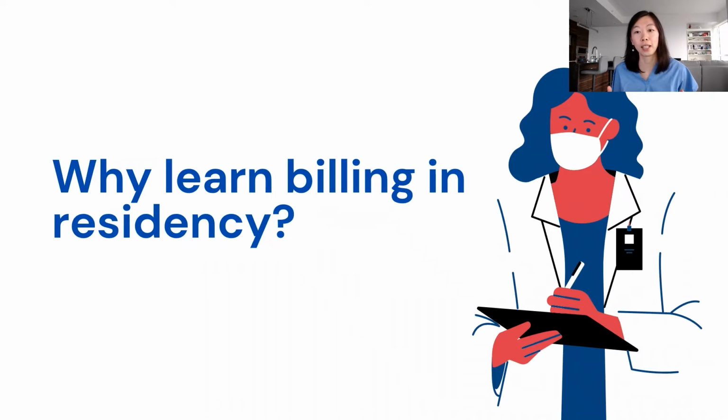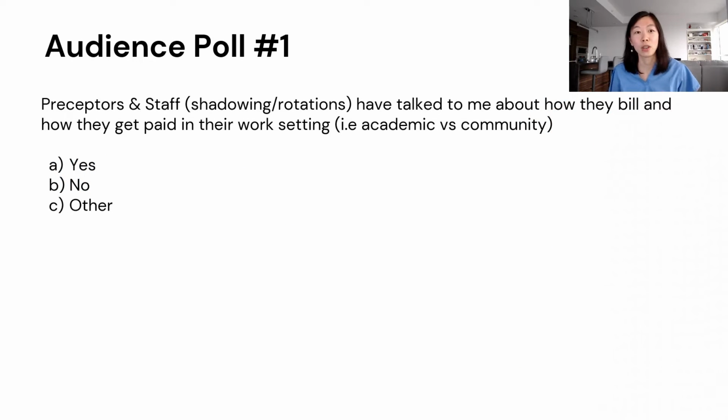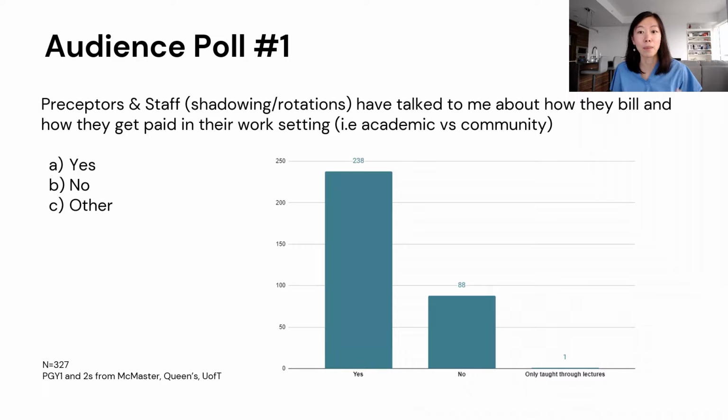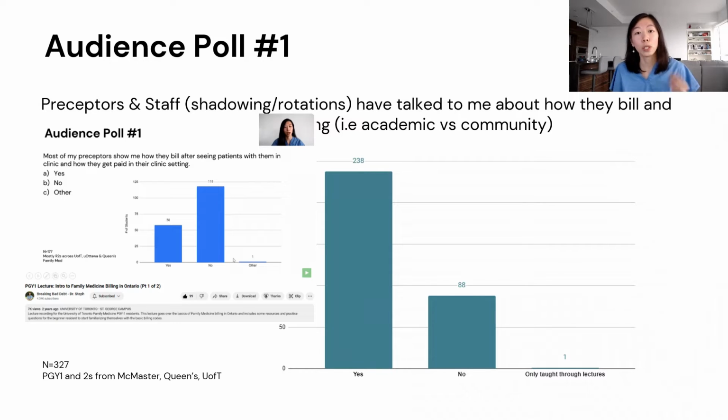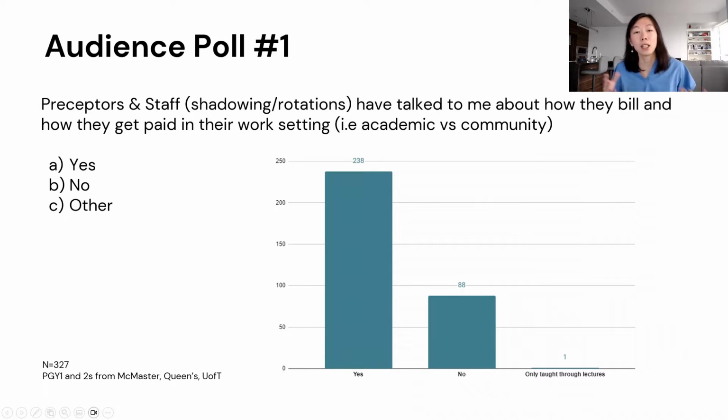So before I start the lecture, I want to always see who is in the audience today and get a baseline understanding of what everyone wants to know. So the first question I usually ask is, for all of these residents, how much have preceptors spoken to you about how they bill and how they get paid in their work setting? And for most residents that I've taught at McMaster, Queen's, and U of T, their preceptors have talked to them about billing, which has actually improved from previous data. So this is good because the best way to learn billing is through longitudinal practice, and sometimes reviewing this lecture a few times helps as well.